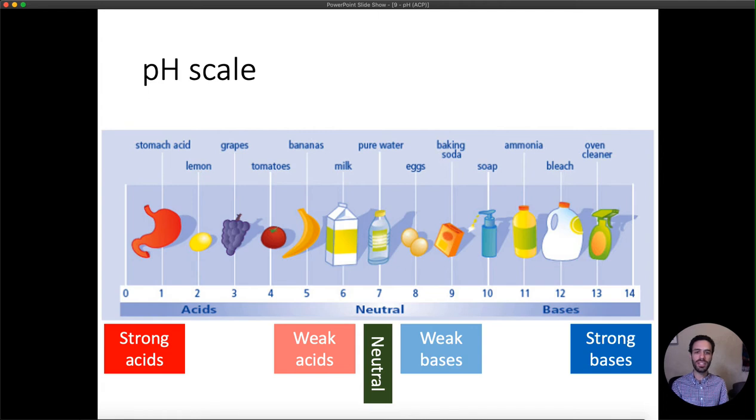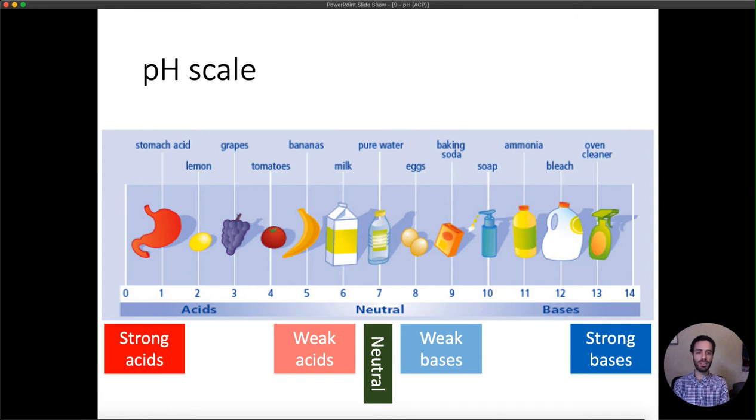Here are some substances you may have in your house. Pure water is neutral. It has a pH of 7. pH values less than 7 are acidic, but this is not a binary, this is a spectrum. So pH values that are close to 7, like 5 or 6, are weak acids. pH values that are very low, like 0 or 1, are strong acids. The lower the pH value, the stronger the acid.